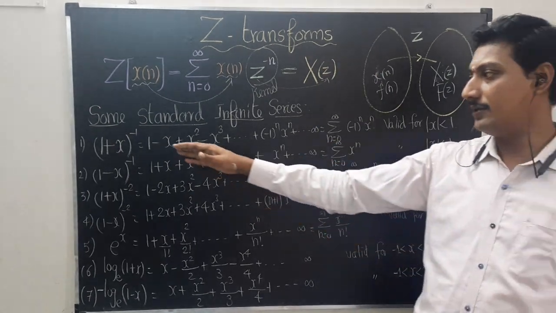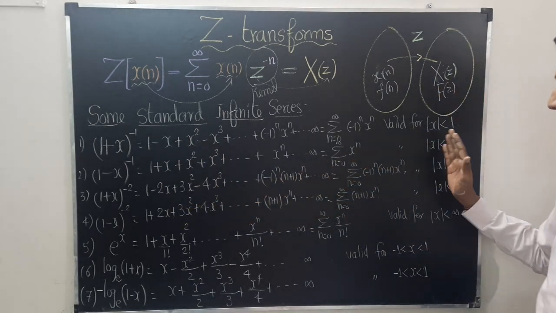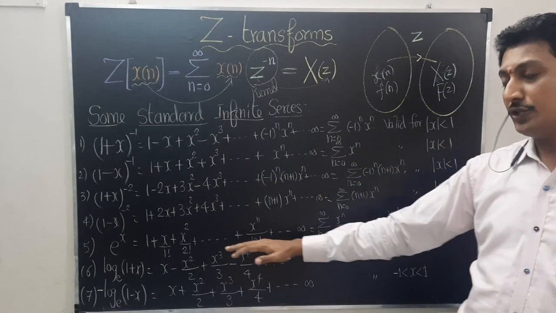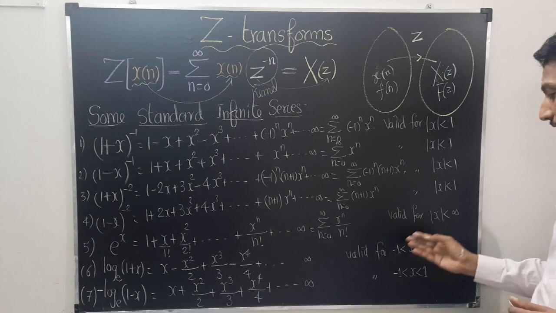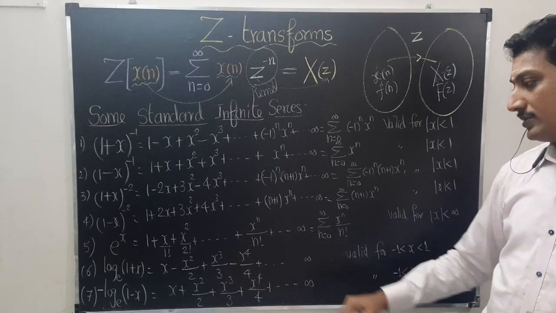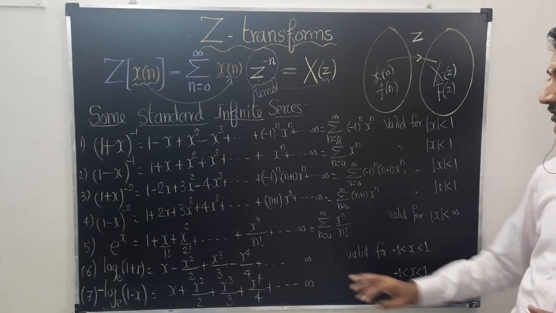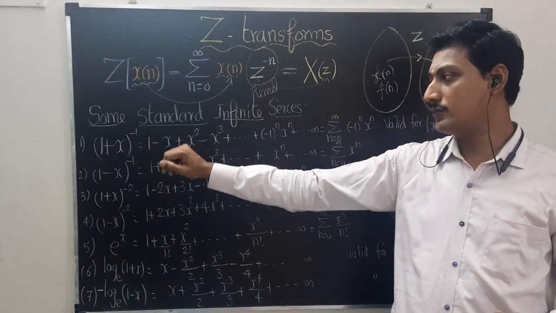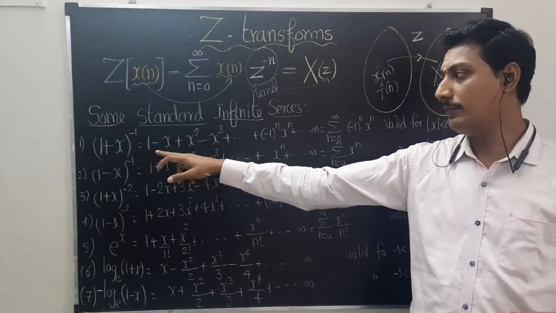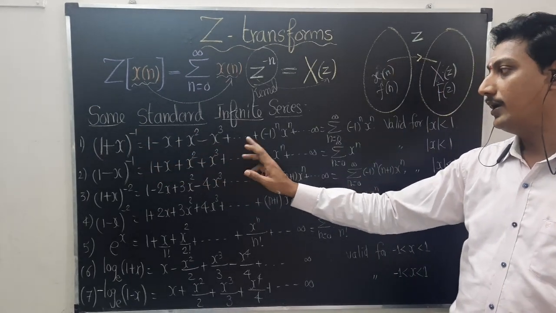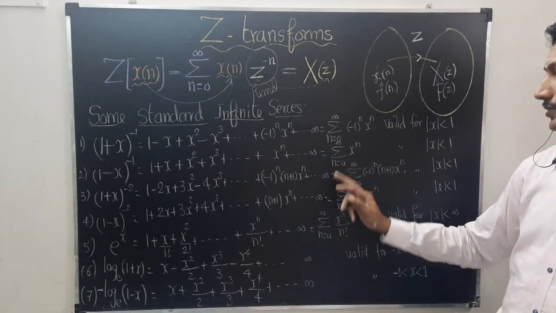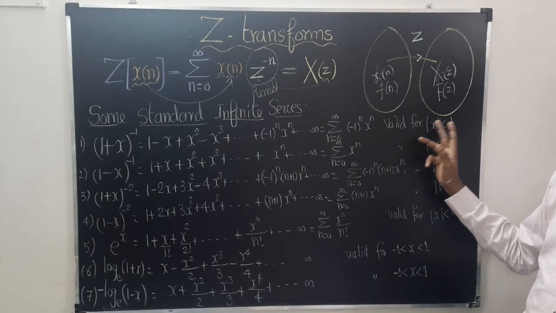Already you are familiar that the binomial expansions are valid only for mod x less than 1. The exponential series is valid for any value of x, and the logarithmic series once again lies between -1 and +1. To see that, (1 plus x) to the power -1 means 1 minus x plus x squared minus x cubed. So plus and minus come alternately. This is the nth term, valid for mod x less than 1.